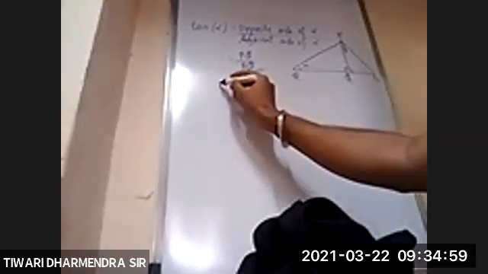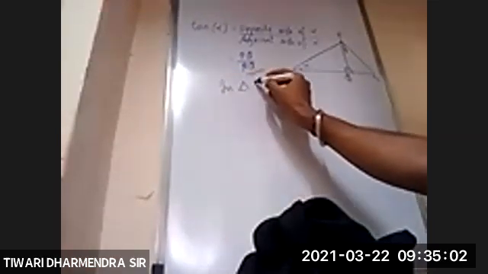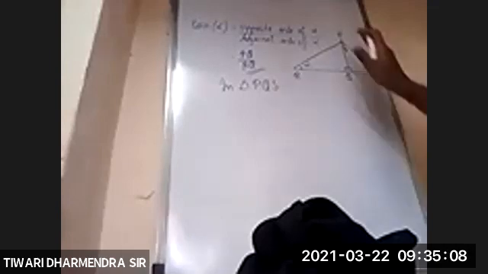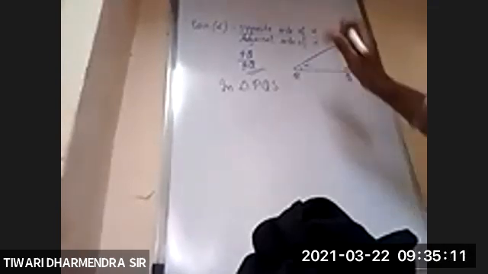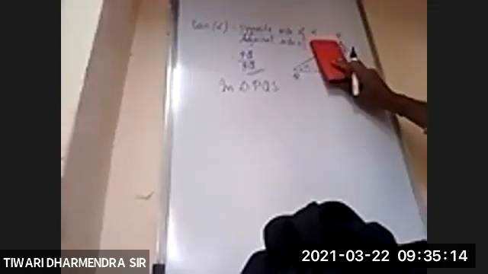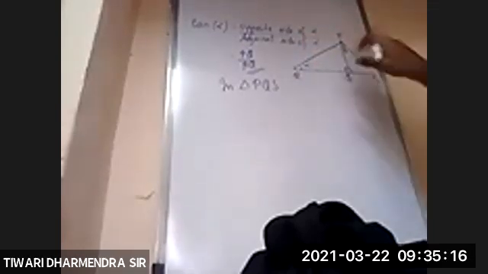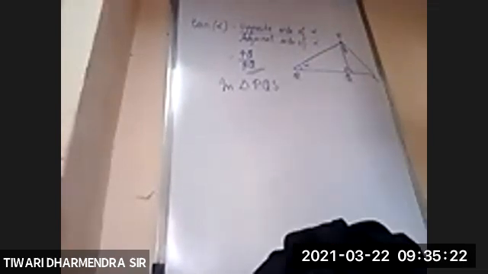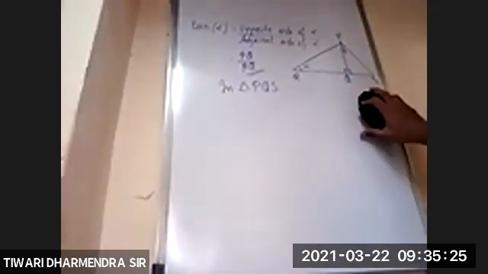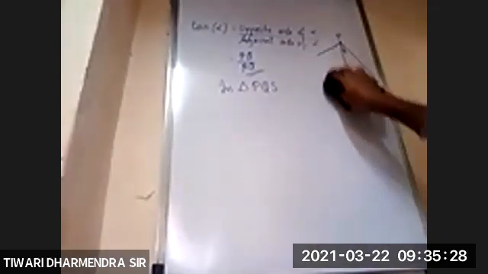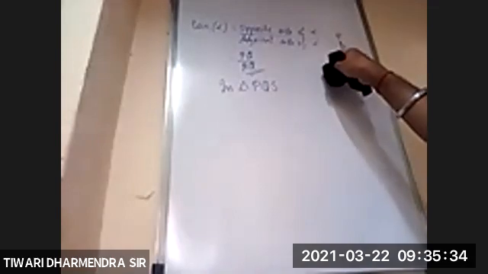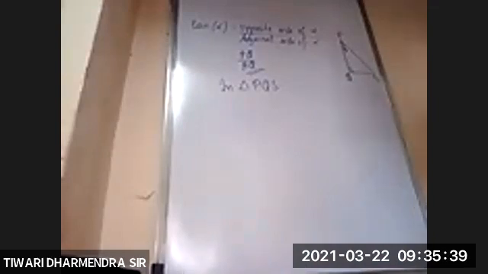In triangle PQS. Okay. They are asking for theta now, so the right angle triangle is this part, PQS. I will rub this part now because it is not required any further. Now we can easily do this because we have completed this type of problem.